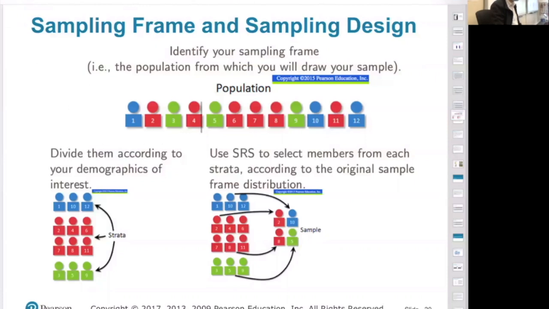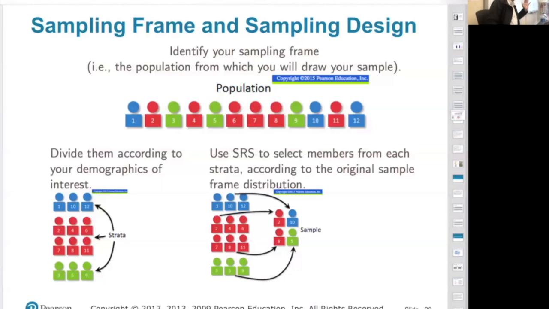As you can see here, some of them are blue, some of them are red, some of them are green. This population is not homogeneous, right? It's different. We have blue, we have red, we have green. So you can divide this population into different groups. We call them demographics of interest. Okay? And from each group, you will take a simple random sample.